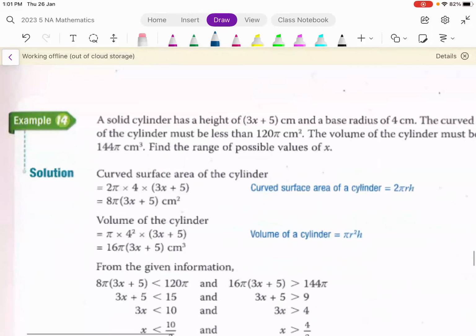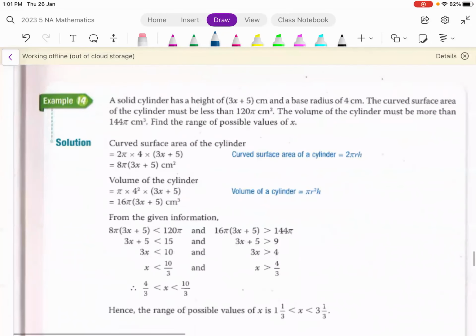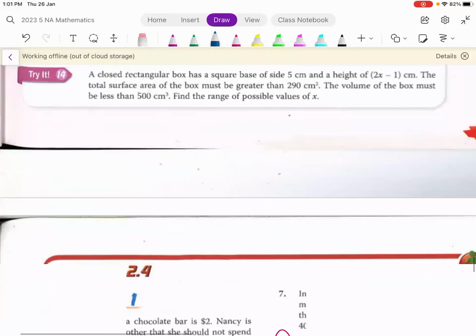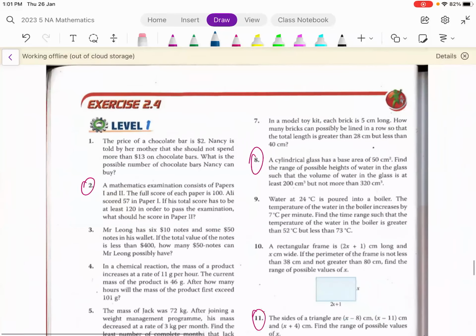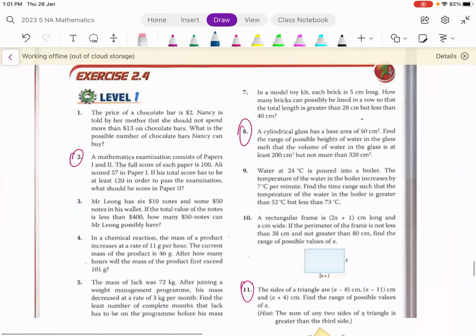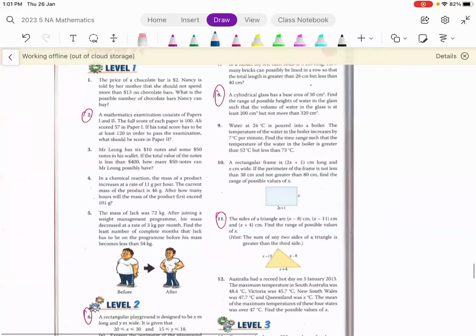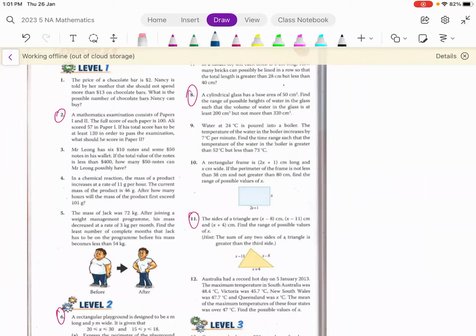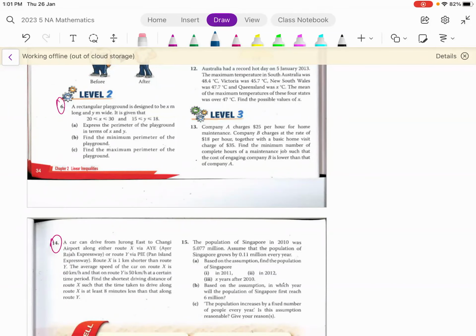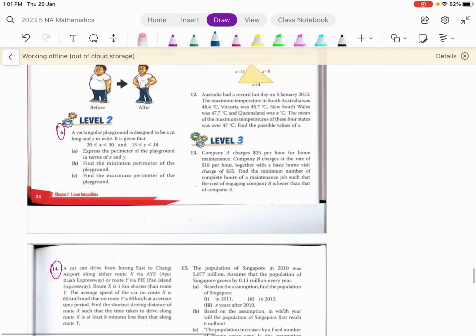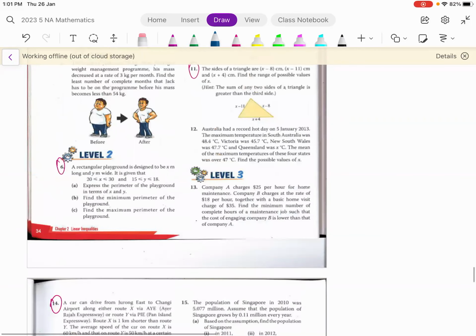Example number 14, you can read it yourself. I'll give you homework questions now. Exercise 2.4, questions 2, 6, 8, 11. Plus one more, 14. So 2, 6, 8, 11, 14. So start work.